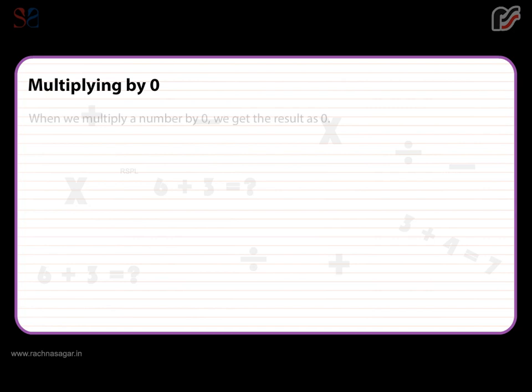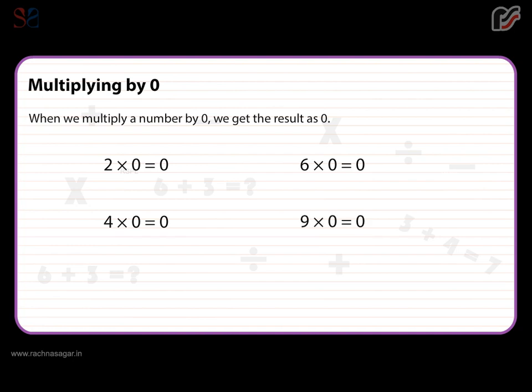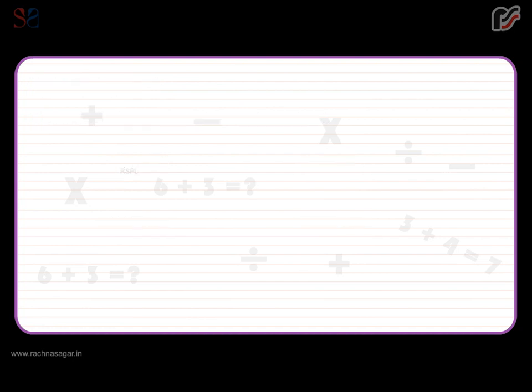Multiplying by 0. When we multiply a number by 0, we get the result as 0. 2 multiplied by 0 is equal to 0. 6 multiplied by 0 is equal to 0. 4 multiplied by 0 is equal to 0. 9 multiplied by 0 is equal to 0.